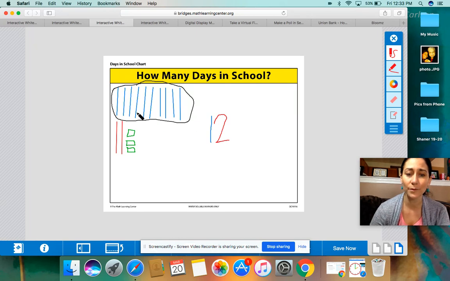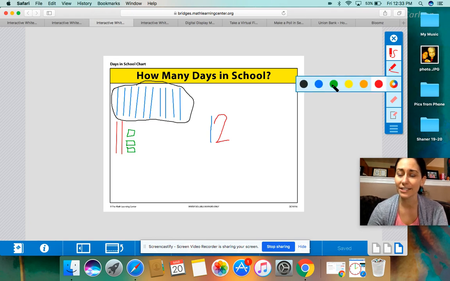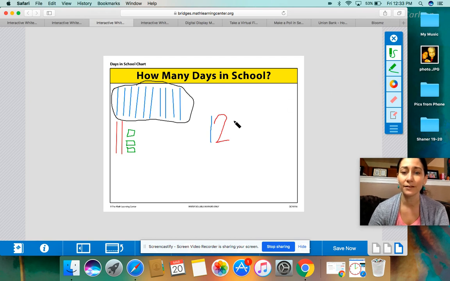So I'm going to put a number 2 next for 2 groups of 10 left over. So we have one group of 100, 2 groups of 10, and then we can count these little ones left over. 1, 2, 3. So I'll change that color to match it as well. 3 ones left over. So it makes the number 123 for 123 days of the school year.